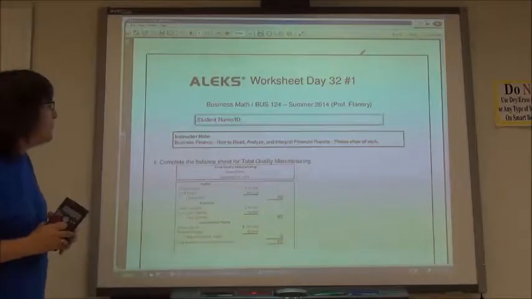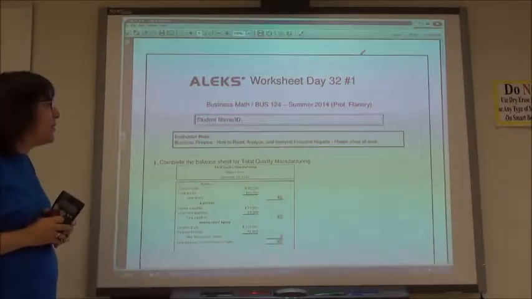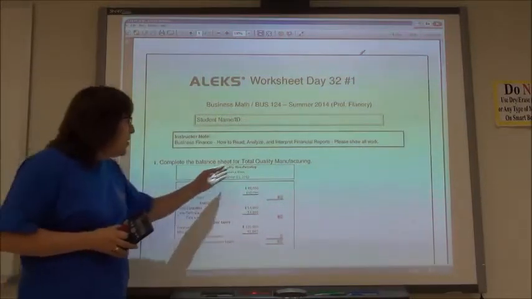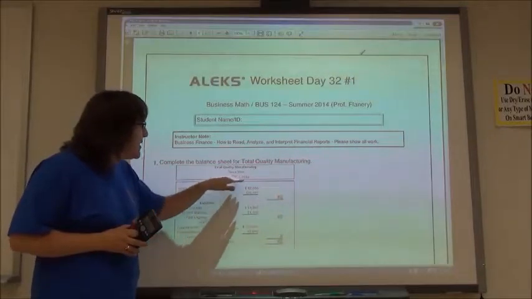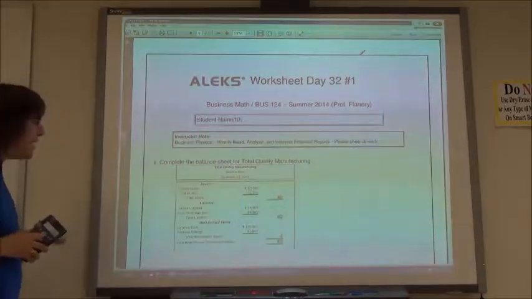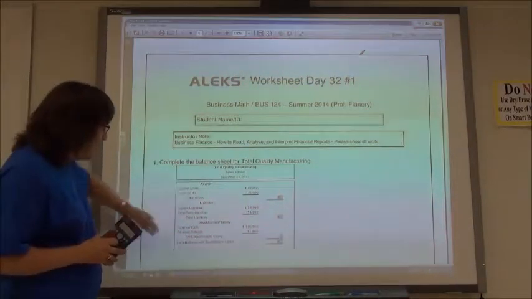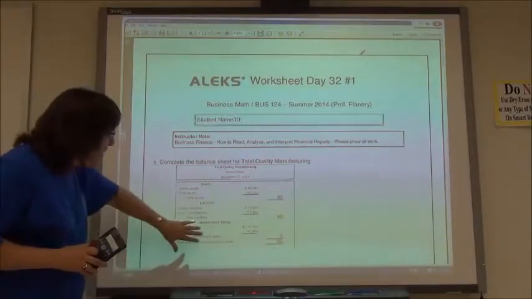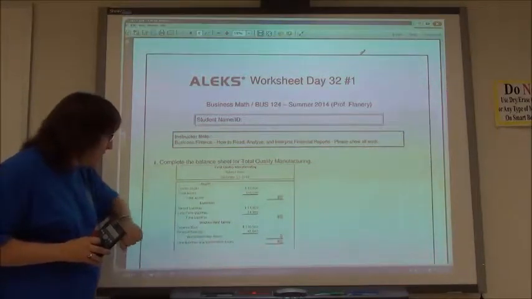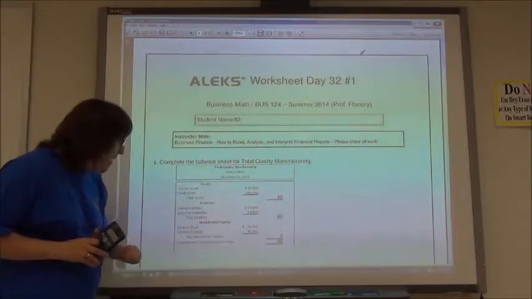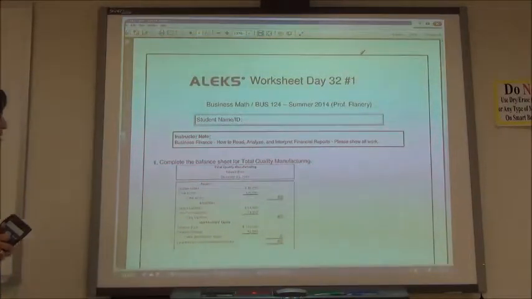This one here says complete the balance sheet for the Total Quality Manufacturing. Total Quality Manufacturing balance sheet, December 31st, 2013. We have our assets, our liabilities, and then we're finding the stockholders' equity. And then down at the bottom we have the total of the liability and the stockholders' equity.